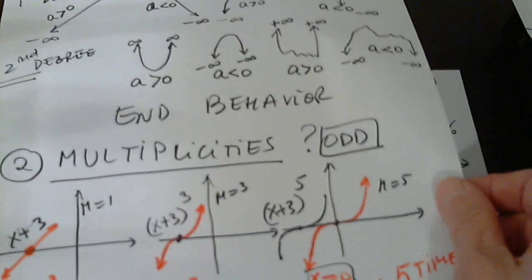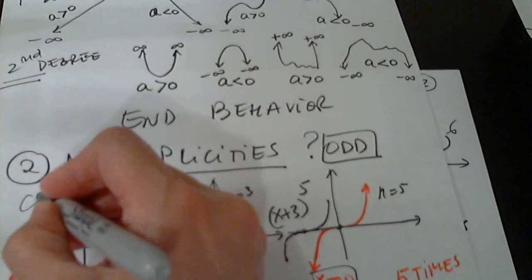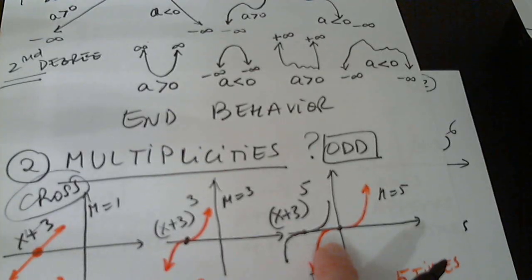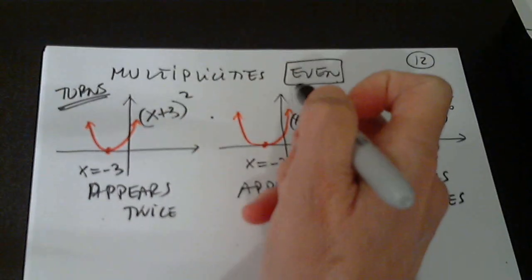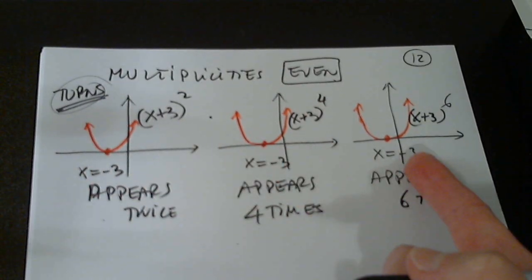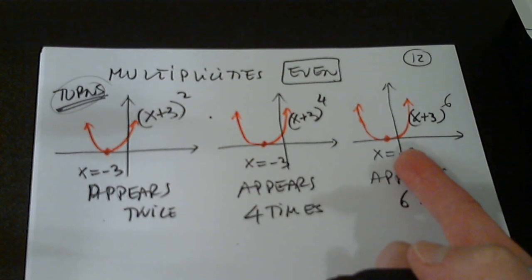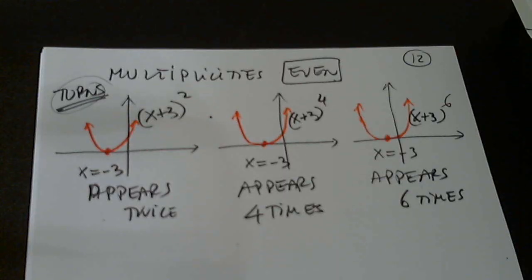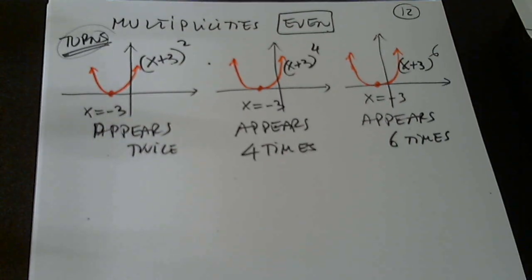So, odd multiplicities, cross. Straight, flat, flatter. Even multiplicities, turns. Straight, flat, flatter. Or slower, slower, even slower. Okay. These are the new additions to these functions. And now let's start the procedure of graphing a cubic function.